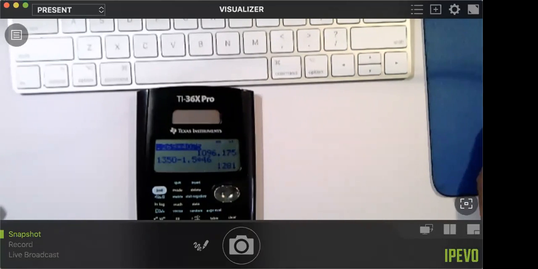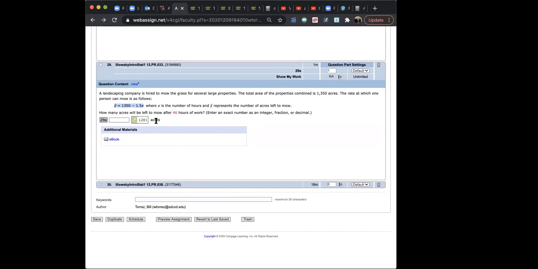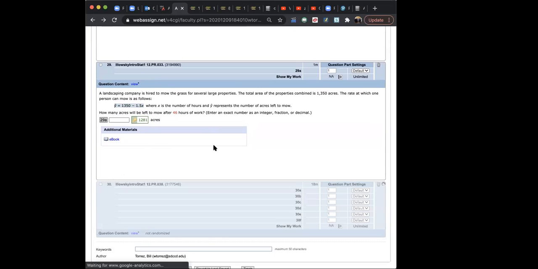Let me go back to the test now. We'll finish this up. Okay. So the correct answer is 1281 that you get just by plugging in your 46 into your regression equation and getting a y hat value of 1281. Okay. And then the last problem.